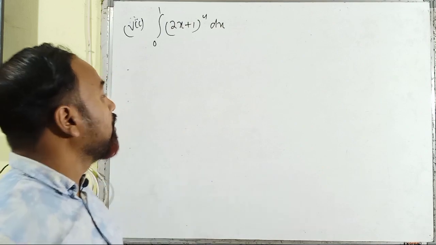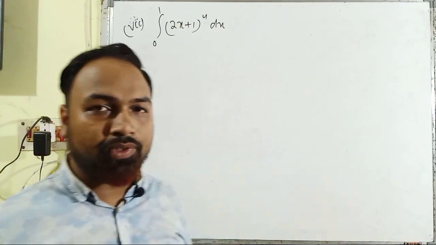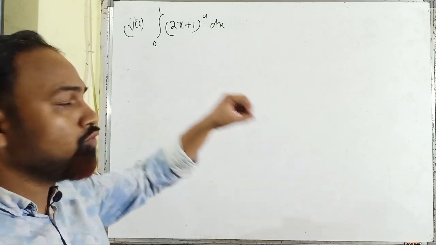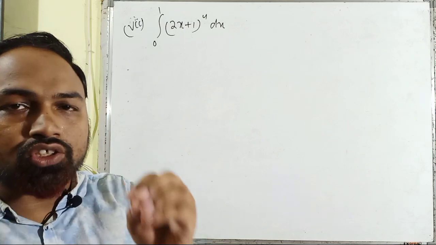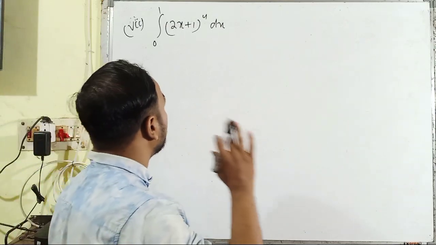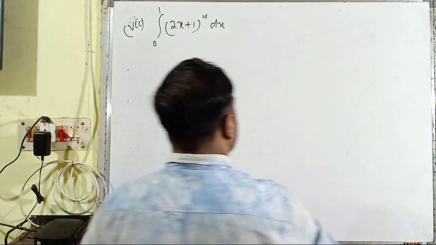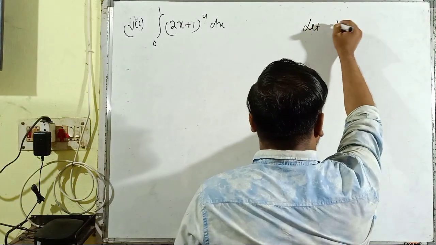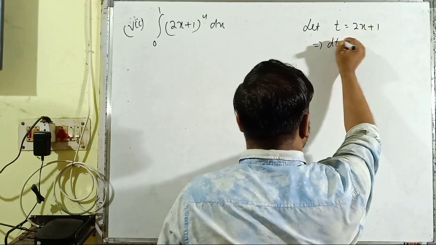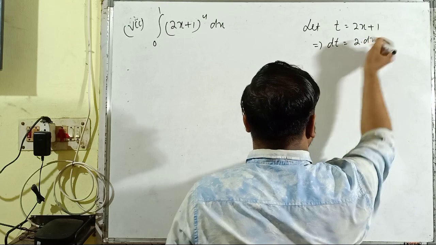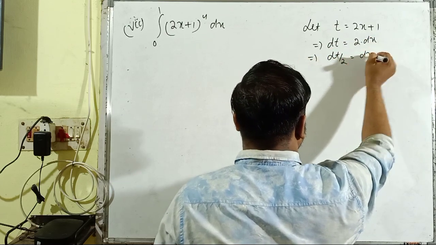Here it is the seventh problem, and you can see that this problem is different from the previous problems, because in this problem we have to evaluate the definite integral by using the substitution method. So first of all we have to substitute in place of 2x plus 1. Let t is equal to 2x plus 1, then dt is equal to 2 dx. That means dt by 2 is dx.